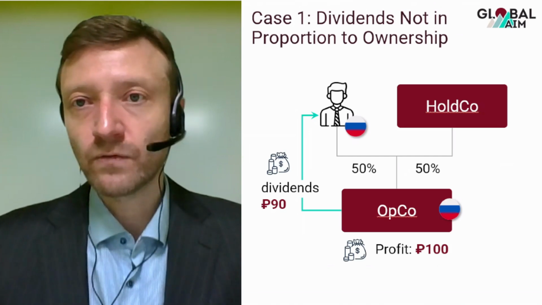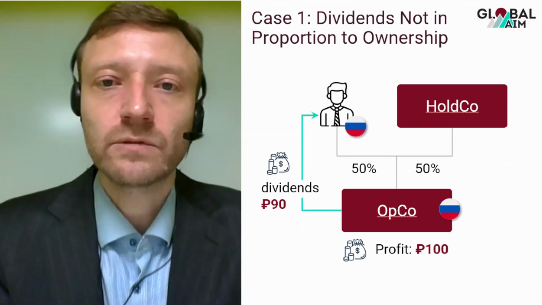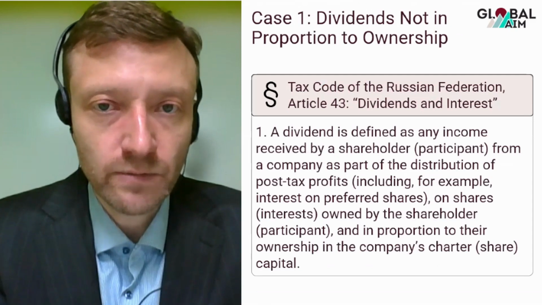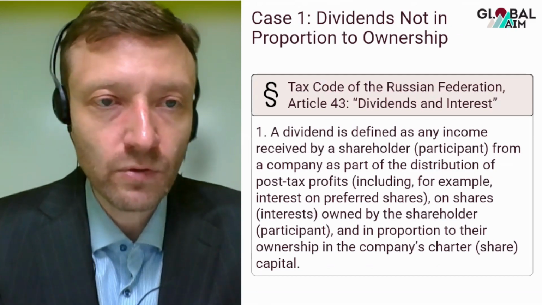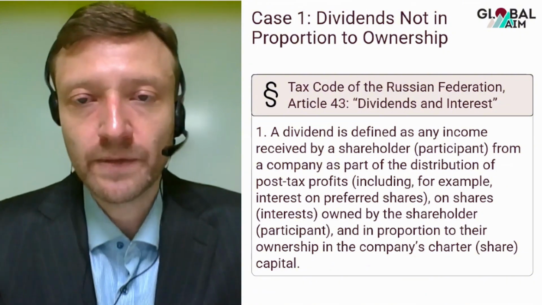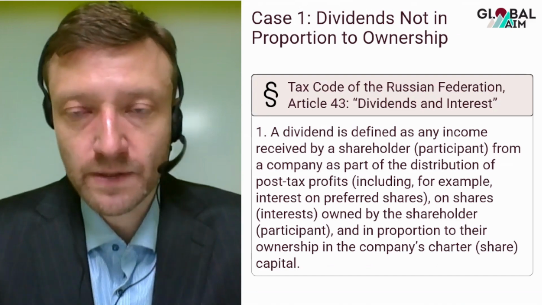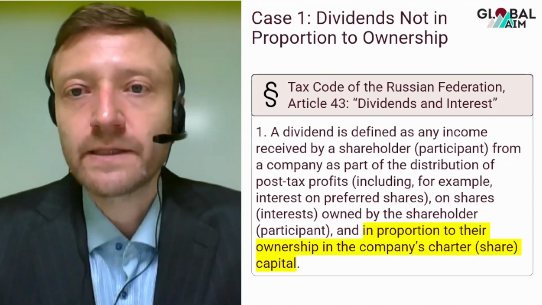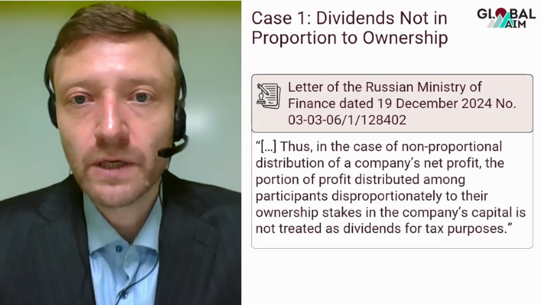7 percentage points of personal income tax is significant, and can make a real difference to the tax burden in the structure. This is why the definition is important, and it is important to follow the strict definition of dividends to make sure that the rate of 15% applies and not the 22%, which is obviously higher. And as I said, the definition refers to proportionate distribution.